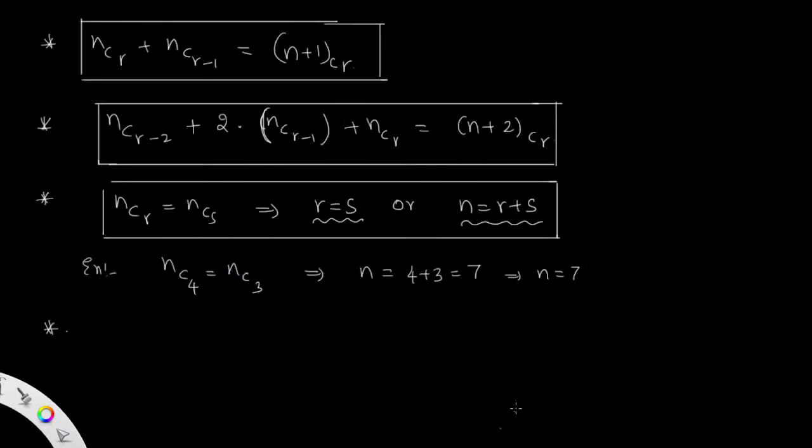Next, similarly, nCr plus nC(r minus 1) equal to (n plus 1)Cr, and nC(r minus 2) plus 2 times nC(r minus 1) plus nCr equal to (n plus 2)Cr, whereas nCr equal to nCs, then r equal to s, and then n equal to r plus s. These are the basic formulas. Okay, next go to the next exercise. Some problems you can do by solving the very easy examples.